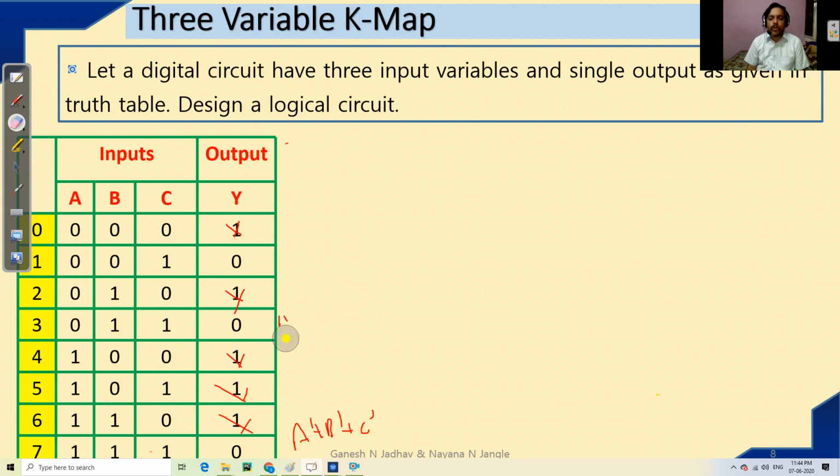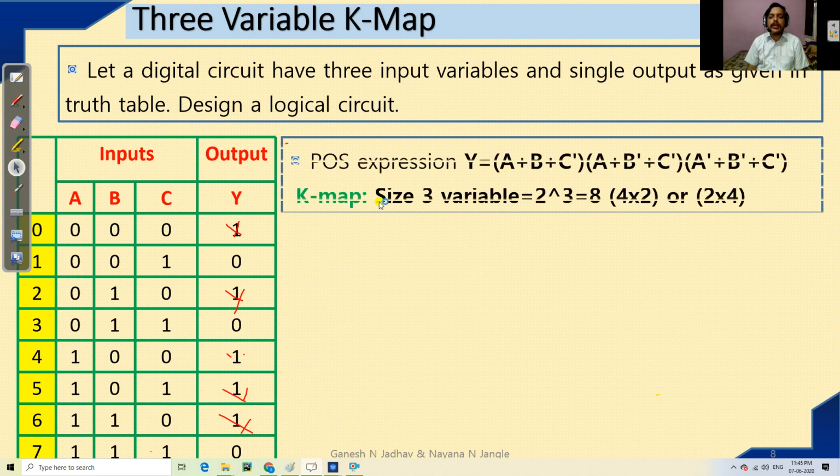So let's write down the canonical POS equation for this. The canonical POS equation will be (a plus b plus c dash)(a plus b dash plus c dash)(a dash plus b dash plus c dash). So what should be the size of the K-map? The K-map size will be 2 raised to 3, which is 8. 8 means 4 into 2, that is 4 rows and 2 columns, or 2 rows and 4 columns.